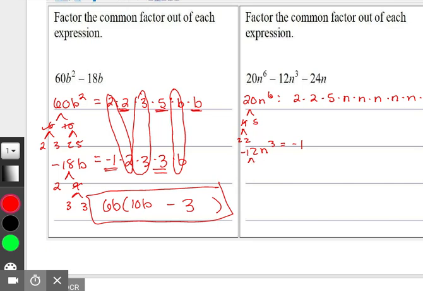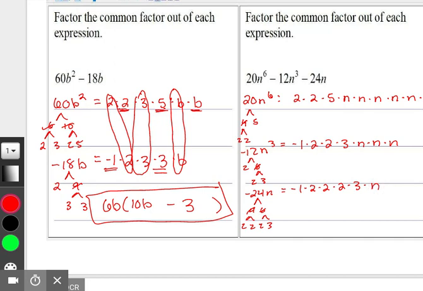And for 12, that is 2 times 6. 6 is 2 times 3. So I got 2 2s, a 3, and then n to the third, that would be 3 n's. And the last one, the negative 24n. Again, take the negative 1 out. 24, that's 4 times 6. 4 is 2 times 2. 6 is 2 times 3. So that's 3 2s, 1 3, and 1 n.